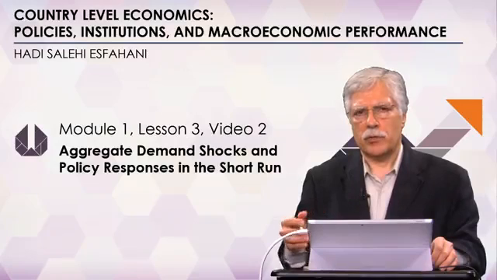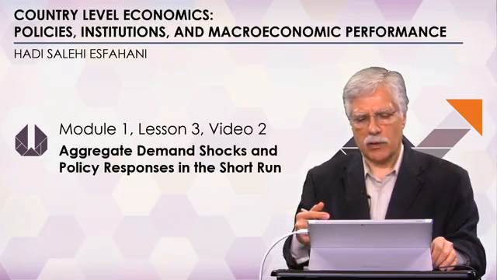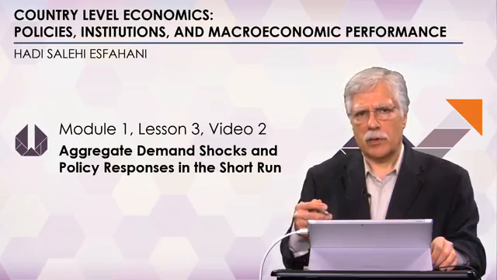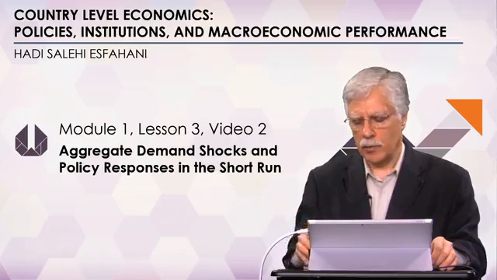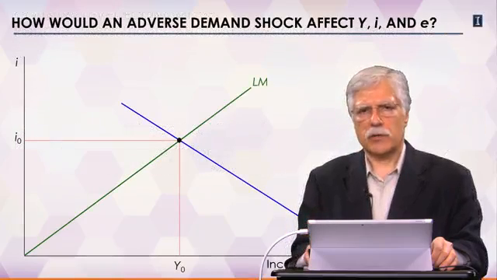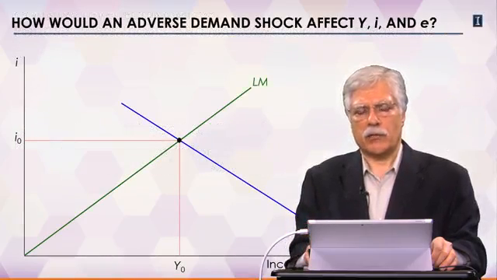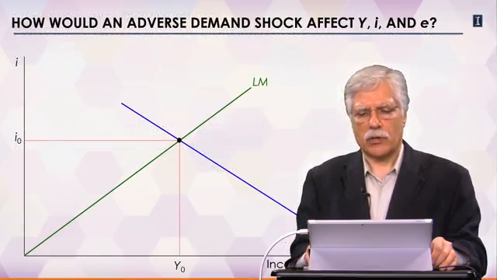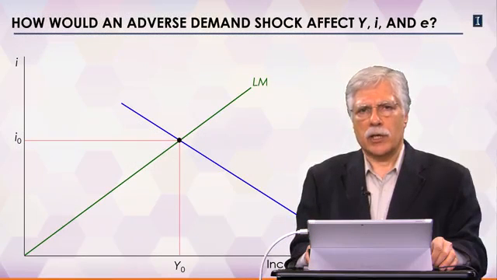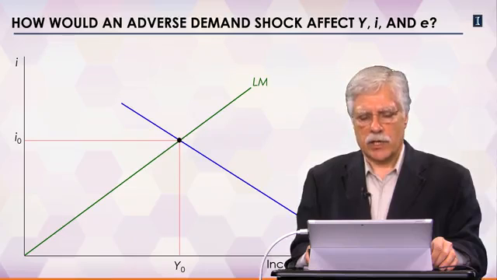In this video, we're going to use the IS-LM model that we've developed in the past in order to examine the role of aggregate demand shocks, which I'm going to explain what they are, and we're going to see how the governments might be able to respond to those shocks and maintain the stability of the economy in the short run. First, let's look at the impact of an adverse demand shock on income level, interest rate, and exchange rate.